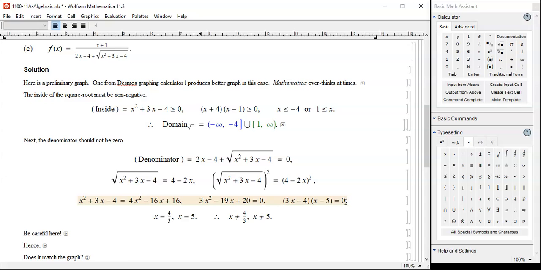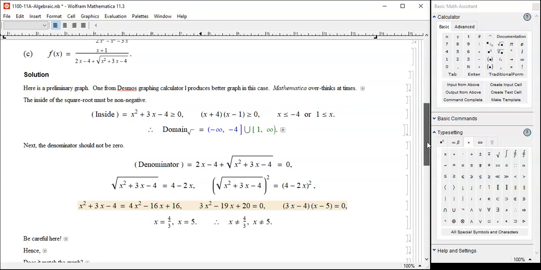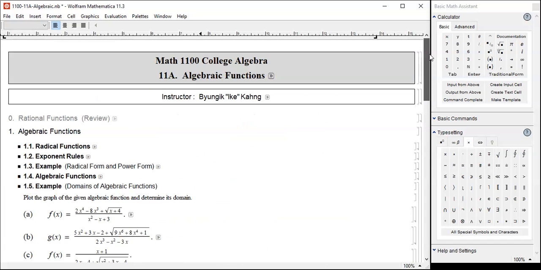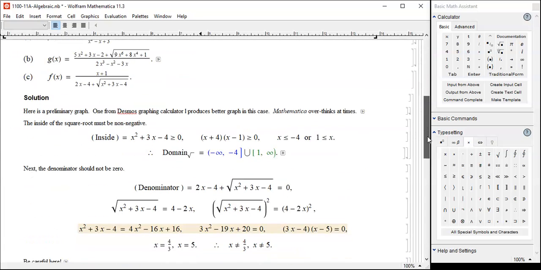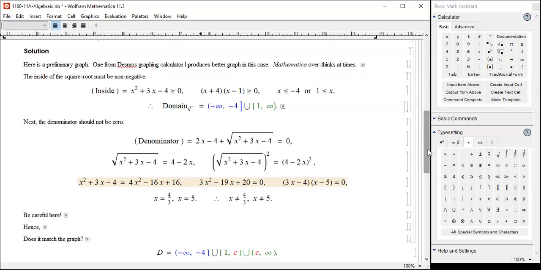But in any case, what is the purpose of this lesson, lesson 11a? Review and summary. Indeed, it's a review and summary. We just reviewed chapter 4. Now we reviewed chapter 2. And then from the final expression, we're getting x equal to 4/3 or x equal to 5.